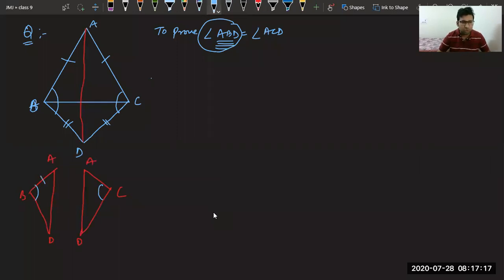Given to us: AB equal to AC, BD equal to CD, and the third thing is side AD and side AD are common. So by triple S criteria, we can say the two triangles are congruent. So by triple S, they are congruent, and you can say triangle ABC is congruent to triangle ACD, I guess. Let us check again, is it correct or not?